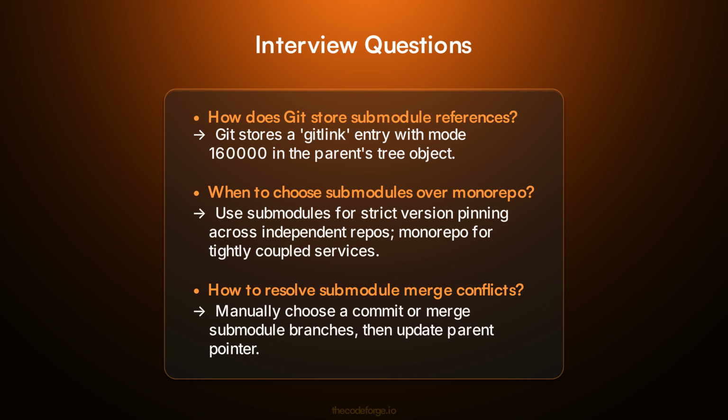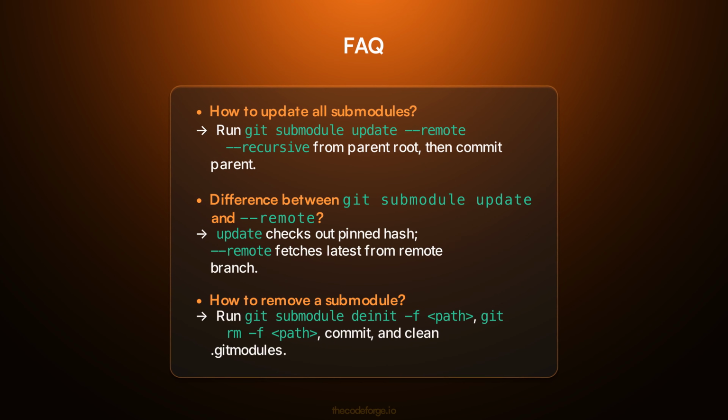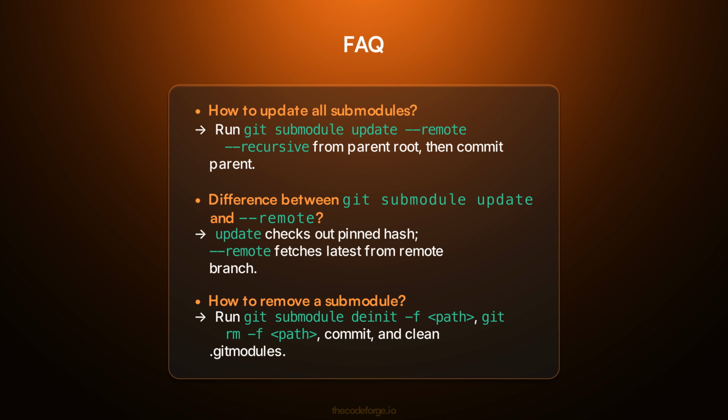How to resolve submodule merge conflicts? Manually choose a commit or merge submodule branches, then update the parent pointer. And a few frequently asked questions. How to update all submodules? Run git submodule update --remote --recursive from the parent root, then commit the parent.